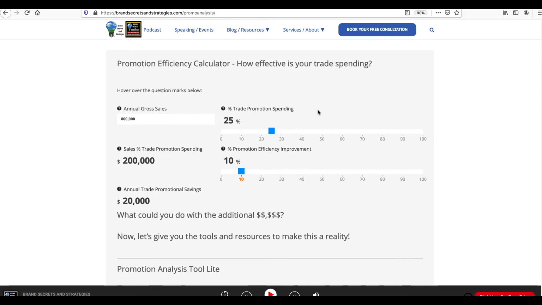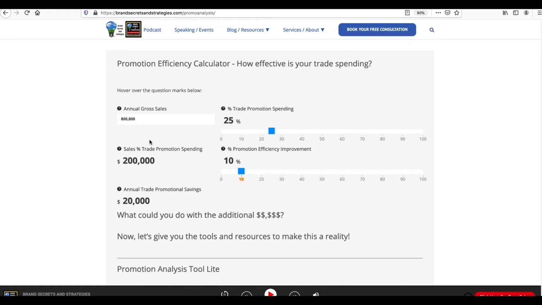Calculator. I designed this because I wanted you to think about how much money you are really spending on trade spending. Like I said, it's a little bit of a black hole, and a lot of companies struggle to answer this. So generically speaking, if my annual gross sales are $800,000 a year, and I spend 25% of that in terms of trade spending, then I'm spending about $200,000 a year to get my product in the hands of a shopper. Now, if I can save you 10% on that with the strategies that we're talking about now, then I can save you $20,000 annually. So the question at the end of the day, what would you do with that money?